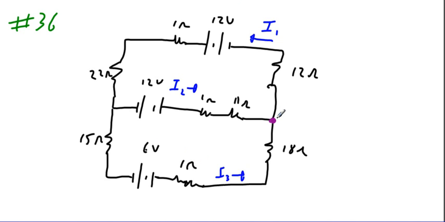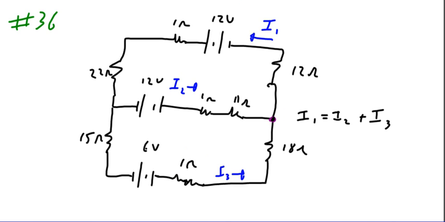Okay, so what we're going to do is we're going to look at this node. We're going to come up with 3 equations, 3 unknowns. So I1 is equal to I2 plus I3. That's going to be our first equation.